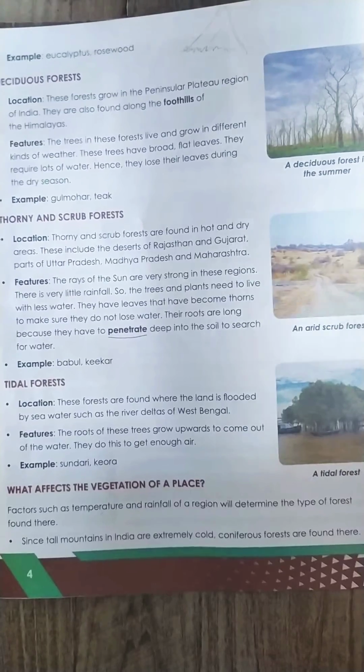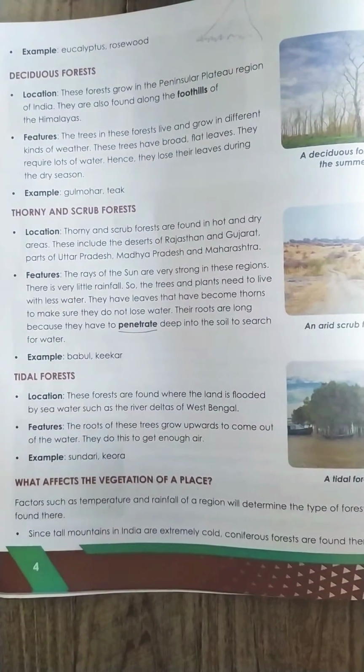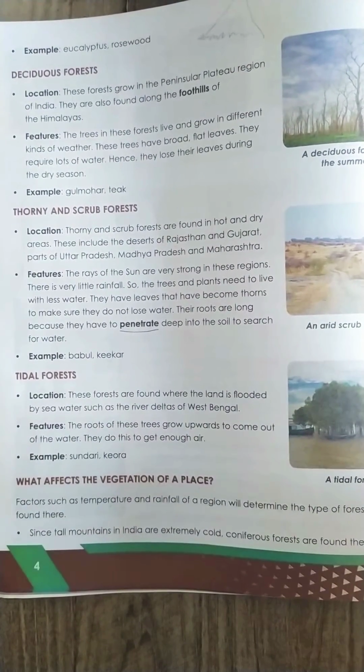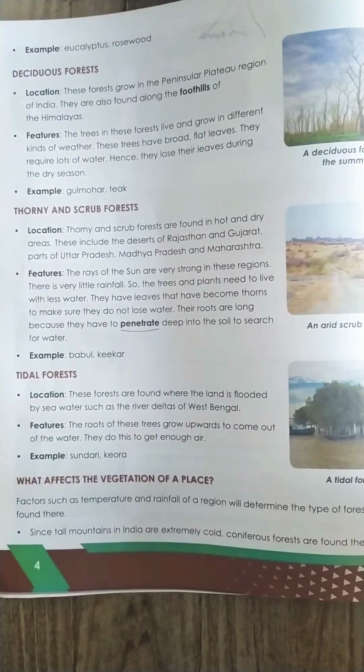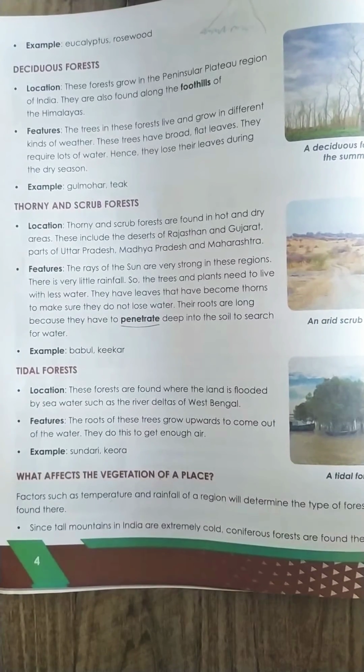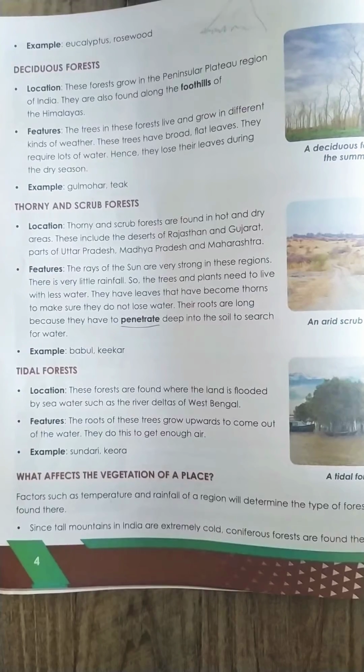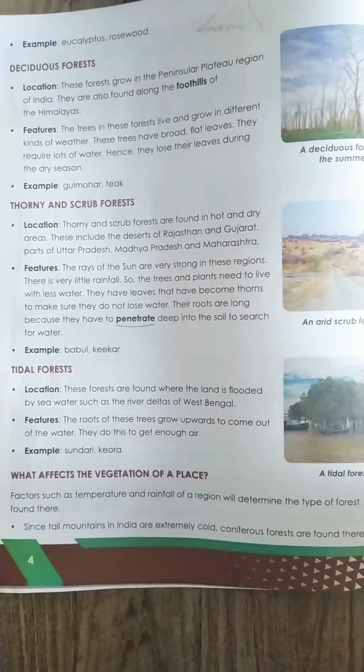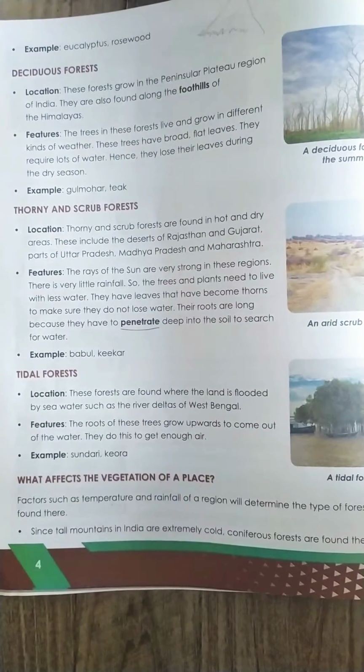So what is the vegetation? The types of different forest, how the trees are grown, what is the shape of trees, leaves, branches, etc. What kind of things or trees will be grown in a particular forest. All these things are affected by temperature and rainfall. How much temperature is in that particular place, what is the amount of rainfall in that particular place. Based on these things the types of forest are divided.